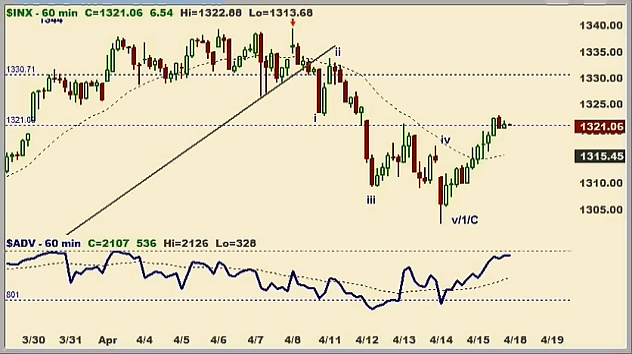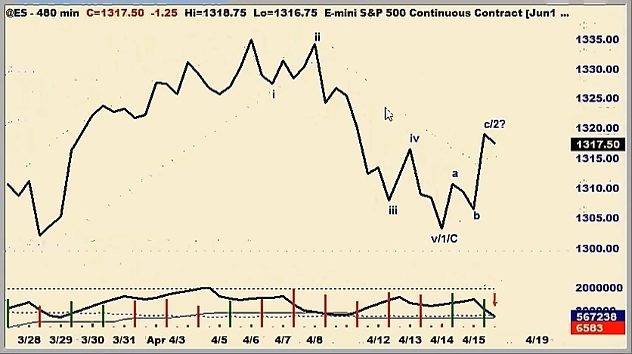And here's an update of the S&P count that we looked at a few days ago. If you'll remember, we had labeled this 1, 2, 3 down, and indeed it looks like we've got wave 4 and wave 5 of 1 of C to the downside. On the cash chart, it's not a perfect count. It looks a lot better in terms of the close only chart.